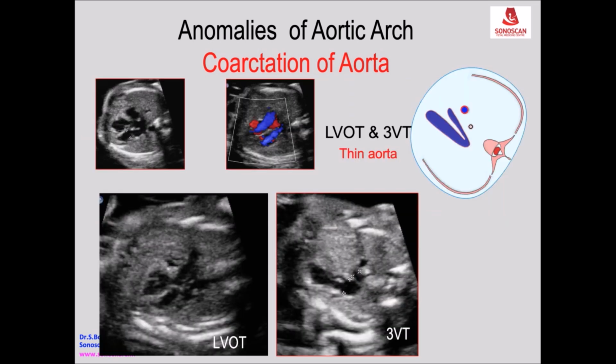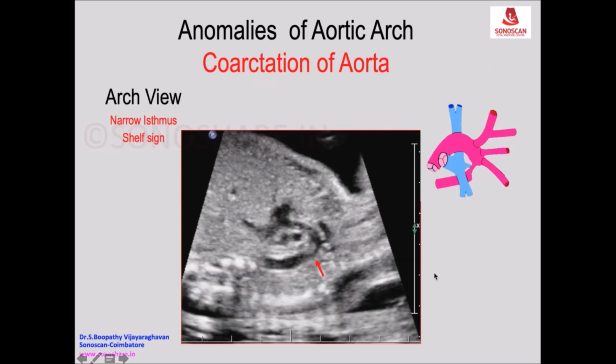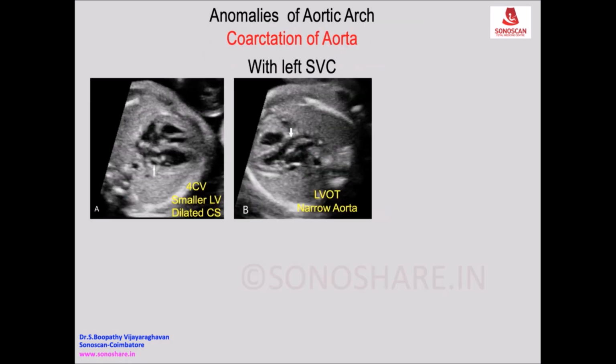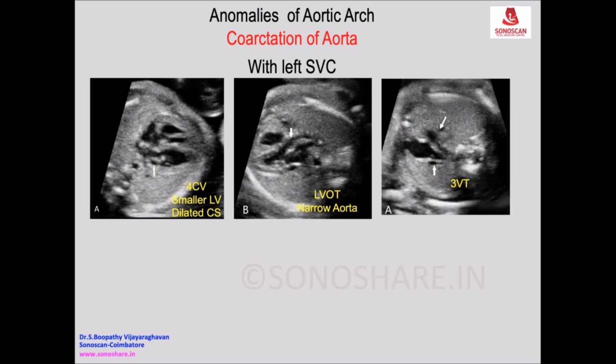In the LVOT and 3VT, we get a thin, narrow aorta, and there will be forward flow. Now in the ascending aorta and the narrow portion, this is the direct sign of coarctation of the aorta. So grayscale is better; you see in grayscale it is thin, but in color you don't make out that thinness, and there is no sinus. In the LVOT you see a narrow aorta.